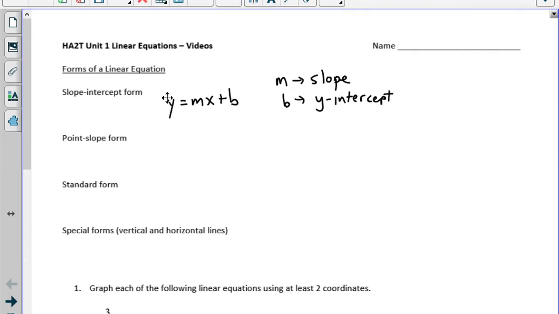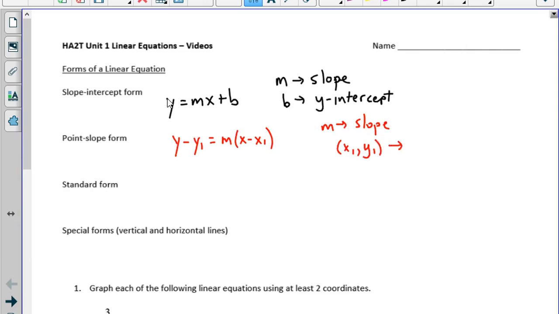Point-slope form takes the form y minus y1 equals m times x minus x1, where once again m represents the slope, and then we have an ordered pair (x1, y1) that represents some sort of point on the graph of the equation.